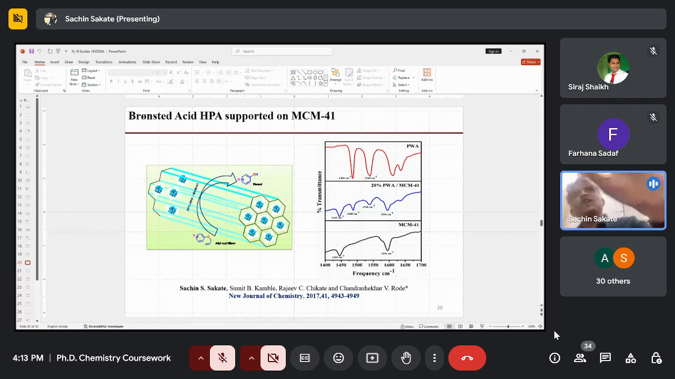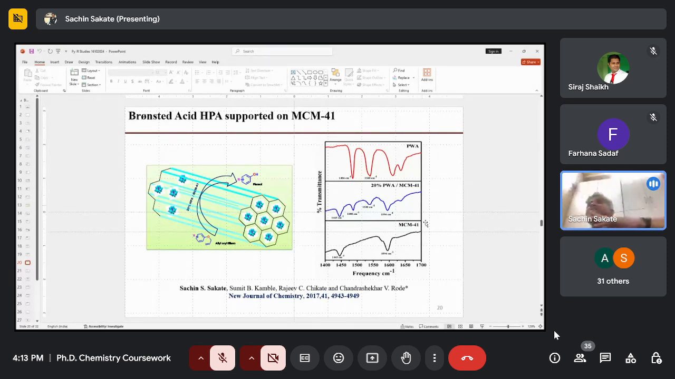So what is the logic behind it? Now see, this MCM 41 material has pores, and I have shown the HPA, that is phosphotungstic acid or heteropolyacid, you can see. So this HPA is already sitting in the MCM 41, also inside the MCM 41. And I have used this for the deprotection purpose, that is, ethers are deprotected to phenols. That is the reaction which we have done. But we have prepared the catalyst by using the heteropolyacid.